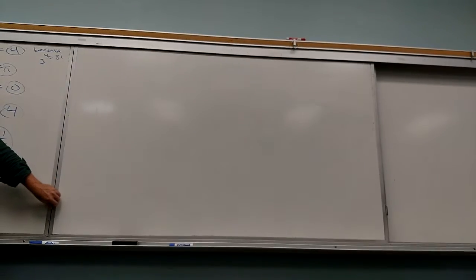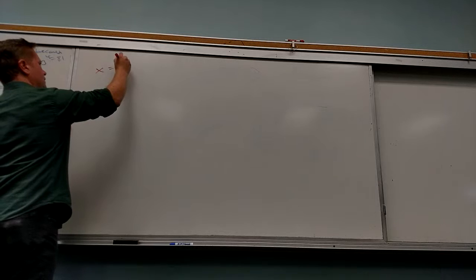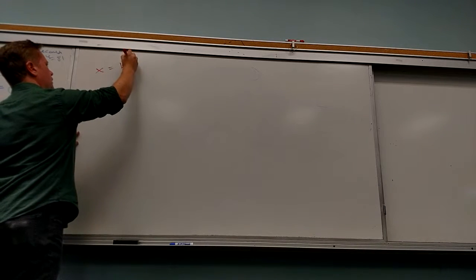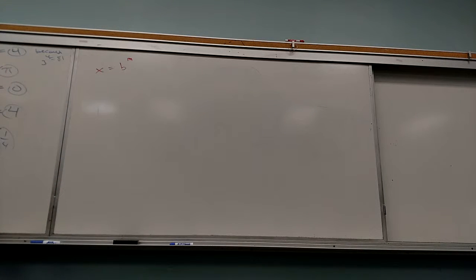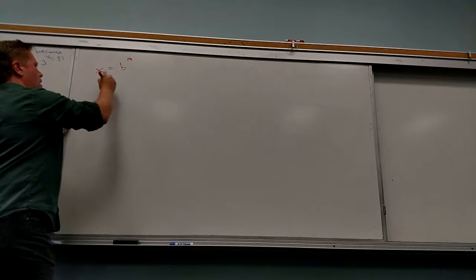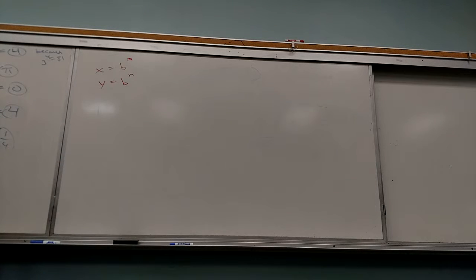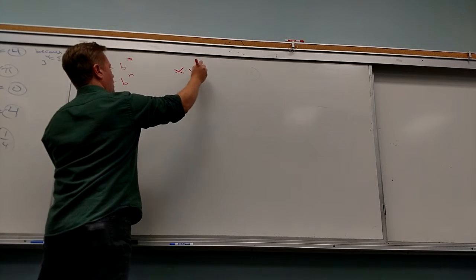Let me try something out. I think I figured out how to say this stuff, so you guys can stay with me. Let's say that x is b to the m. Oh, that's already yummy, isn't it? Just stay with me. And y is b to the n. You guys, is that cool? Okay, now watch. What is x times y?